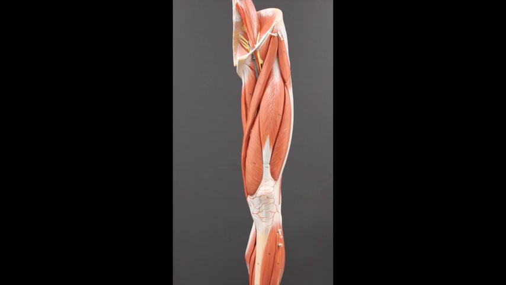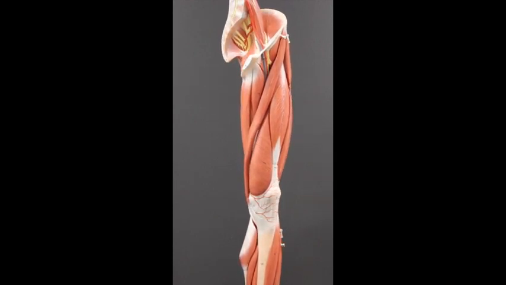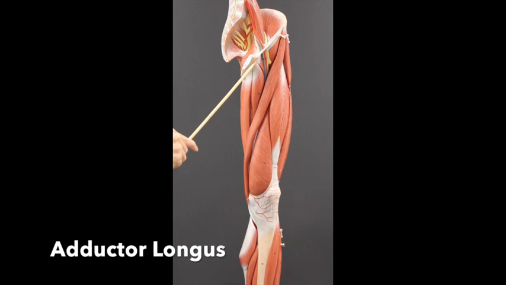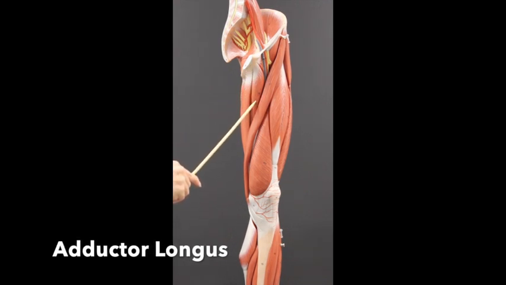Rotating our model now to look at the medial aspect, we can see our adductor muscles. Adductor longus originates from the pubic bone, the body and the inferior ramus of the pubis, and inserts on the middle 1/3 of the linea aspera of the femur. It has three actions.